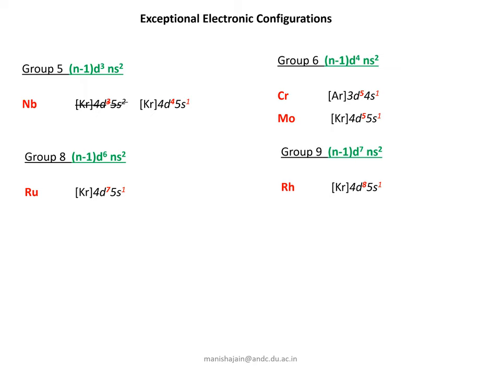The next property observable for transition elements is the magnetic property, either in the elemental state or in their compounds. We know that magnetic properties arise from the presence of unpaired electrons, and these elements have a large number of unpaired d electrons in the atomic or ionic state, so they display magnetic properties. These transition elements display paramagnetic, ferromagnetic and antiferromagnetic properties, and the ferromagnetic and antiferromagnetic properties are temperature dependent.